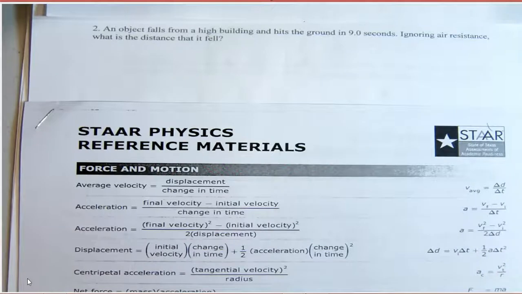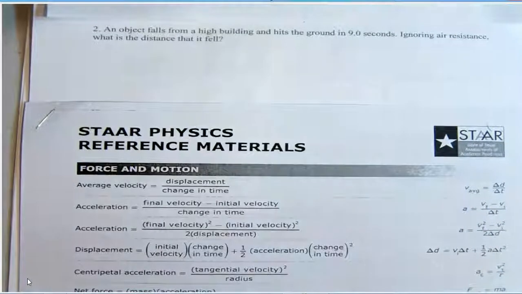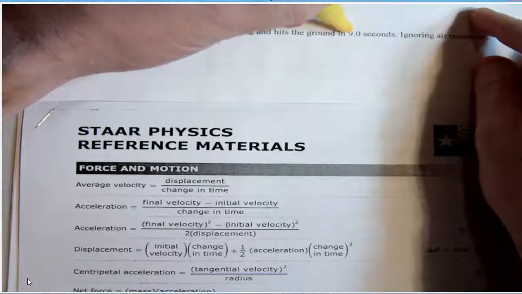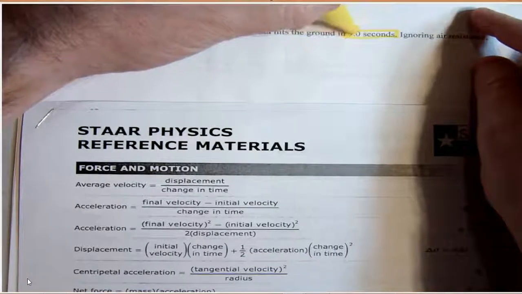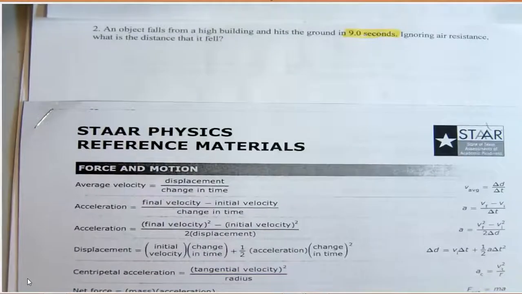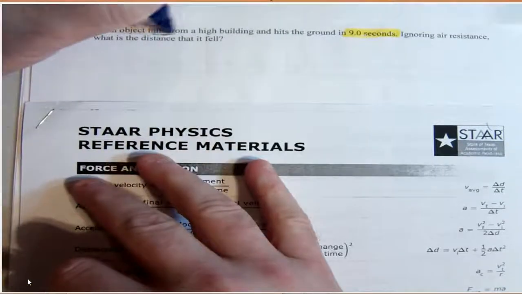An object falls from a high building and hits the ground in 9 seconds. Ignoring air resistance, what is the distance that it fell? So let's highlight what we got: 9 seconds. And let's circle what we need to find, which is distance.